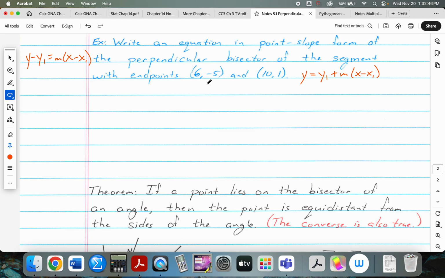First, it tells me we're going to do the perpendicular bisector of the segment, so I need the midpoint. We did this a long time ago. This is part of why I like to end the semester with this unit. Do you remember how to find the coordinates of the midpoint for this?